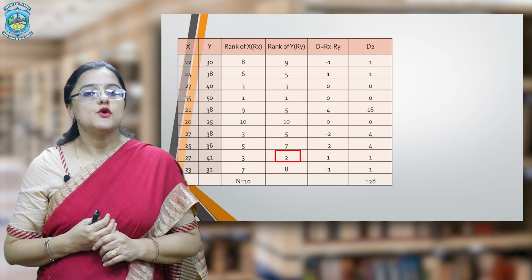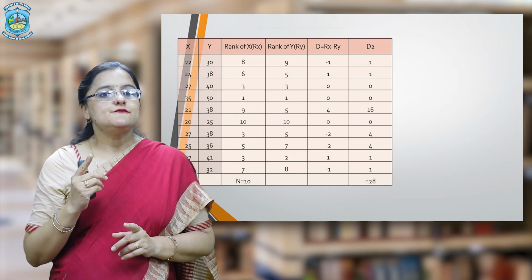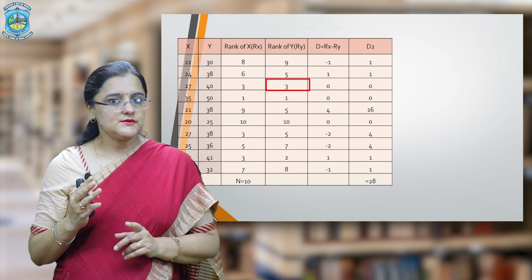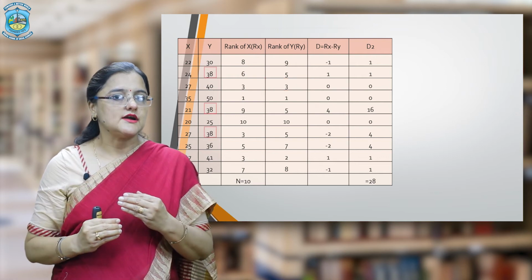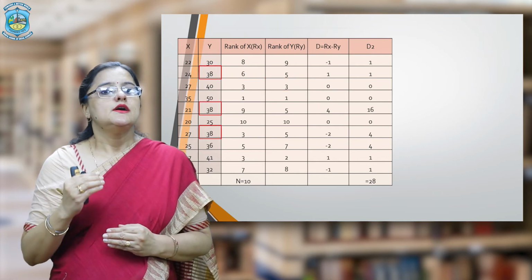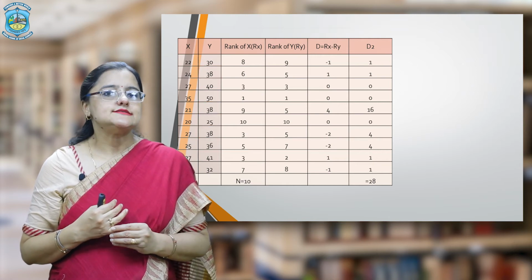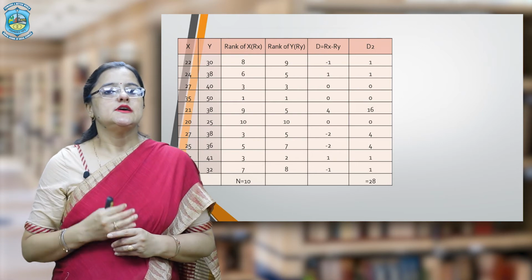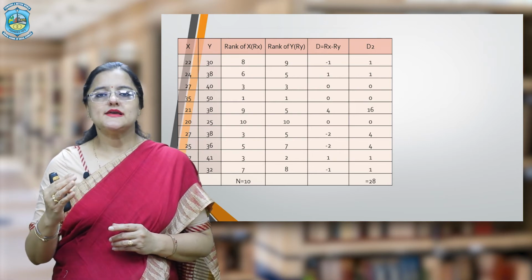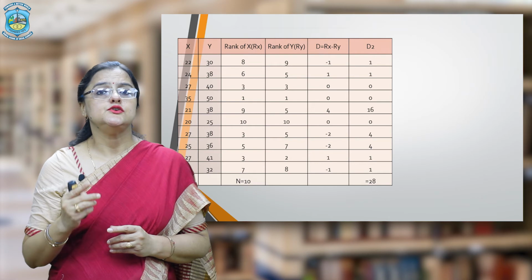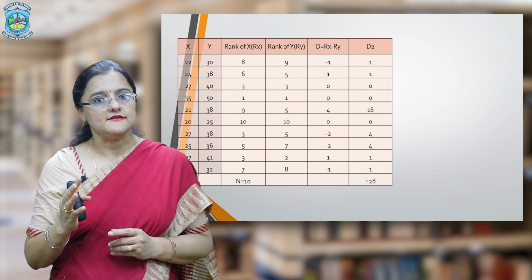After that you have 41. After 41, you can see 40 is there, so rank 3 is assigned to it, and after that the next number that comes is 38. So which rank goes for 38? It is rank 4, 5 and 6. Now take the average of it. 4 plus 5 plus 6 divided by 3 again. You will get the average rank to be 5.